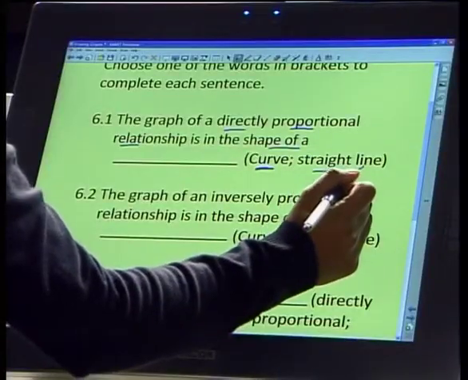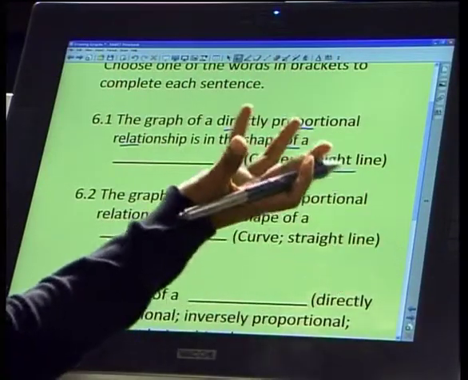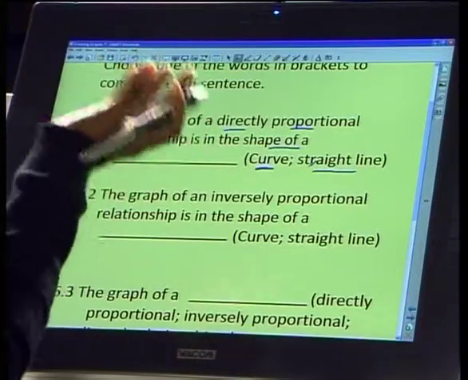So guys, example 6 is a really nice example because it tests all of the knowledge that you have gained thus far on graphs. Let's look at example 6. You are asked to choose one of the words in brackets to complete each sentence that they give to you. Okay, so let's go through it. They say, the graph of a directly proportional relationship is in the shape of, and then your 2 options are curve or straight line.